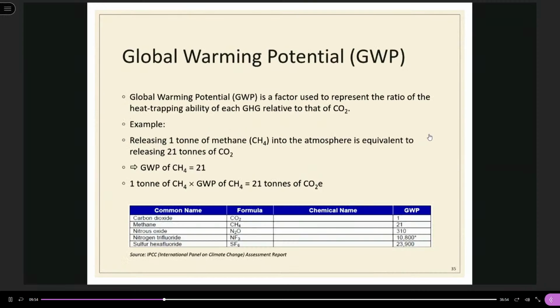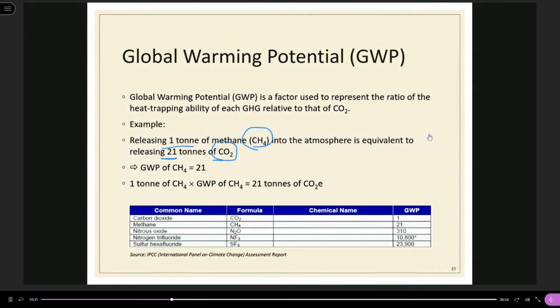Global warming potential is a factor used to represent the ratio of the heat trapping ability of each greenhouse gas relative to that of carbon dioxide. Let's take an example. Releasing 1 ton of methane into the atmosphere is equivalent to releasing 21 tons of carbon dioxide. So which gas has a higher heat trapping ability?